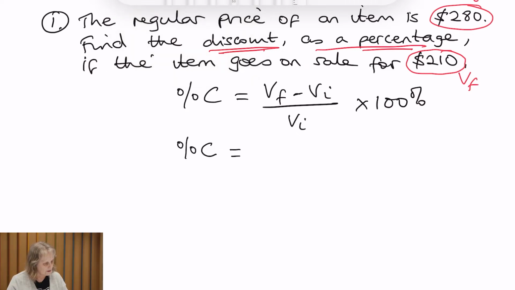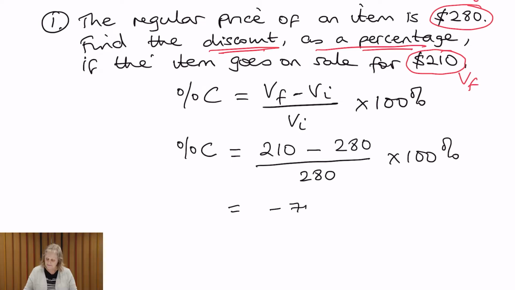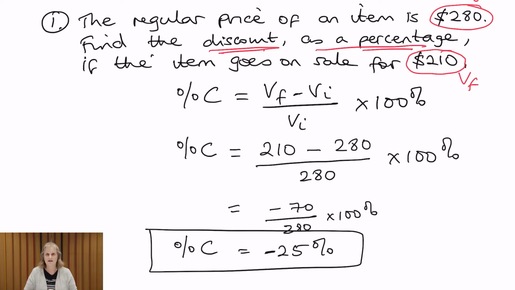We have our final value, which is the $210. We're going to subtract from our initial value 280, and then we're going to divide by that initial value, 280. And then we're going to multiply by 100%. So now again, use the calculator to do this calculation. That's going to give us a negative value at the top here. So we're going to get negative 70 over 280, and then we can multiply it by the 100%. So if you complete that calculation on the calculator, we're going to get an answer of negative 25. And because it's the percent change that we're finding, that's going to give us our value here, negative 25%.